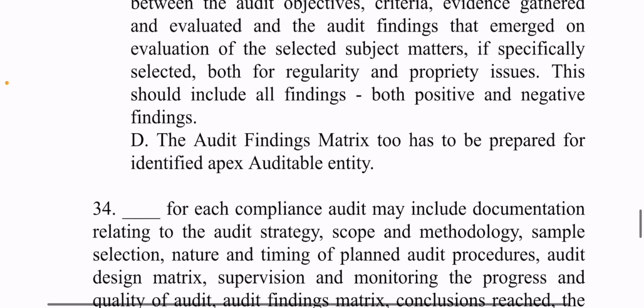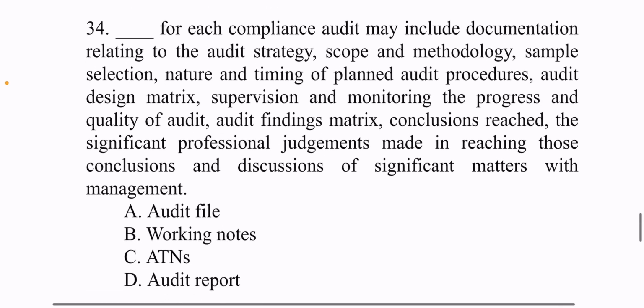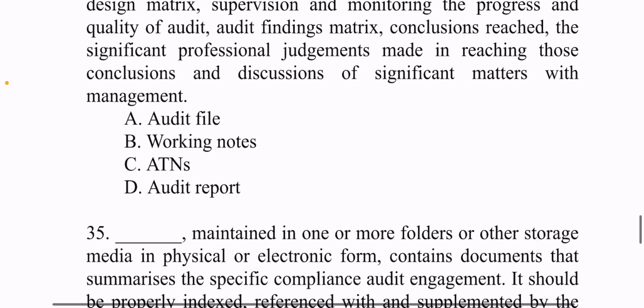The audit findings matrix has to be prepared for identified apex auditable entity. Dash, for each compliance audit, may include documentation relating to the audit strategy, scope and methodology, sample selection, nature and timing of planned audit procedures, audit design matrix, supervision and monitoring the progress and quality of audit, finding matrix, conclusion reached, the significant professional judgments made in reaching those conclusions and discussion of significant matter with management. Answer A. Audit file.